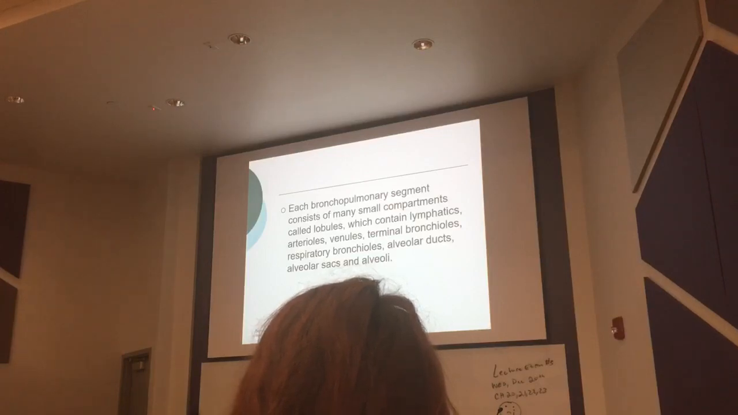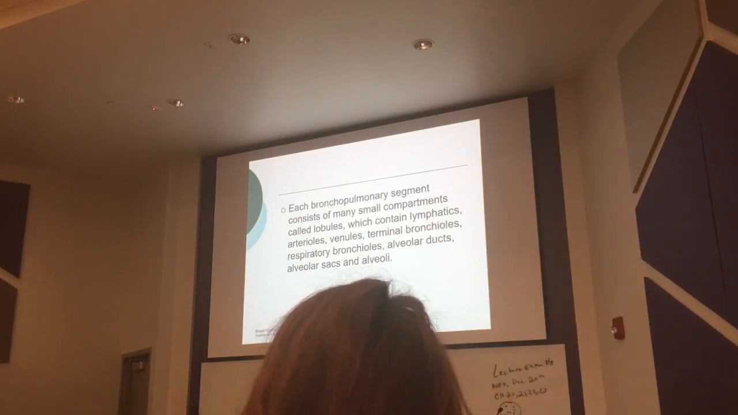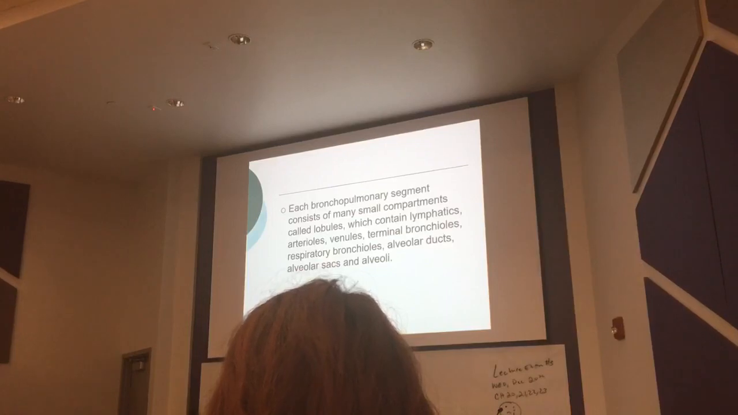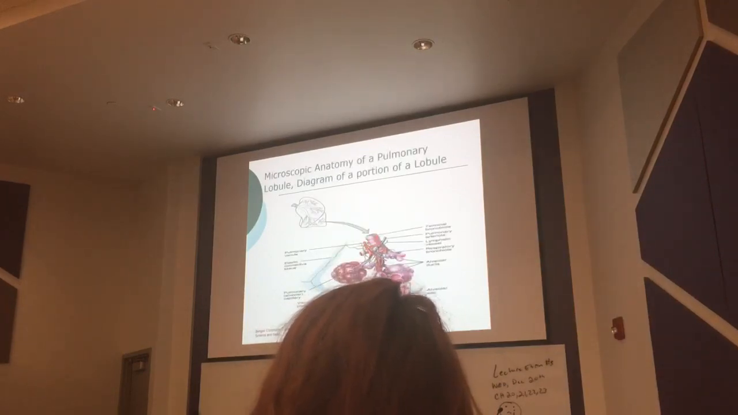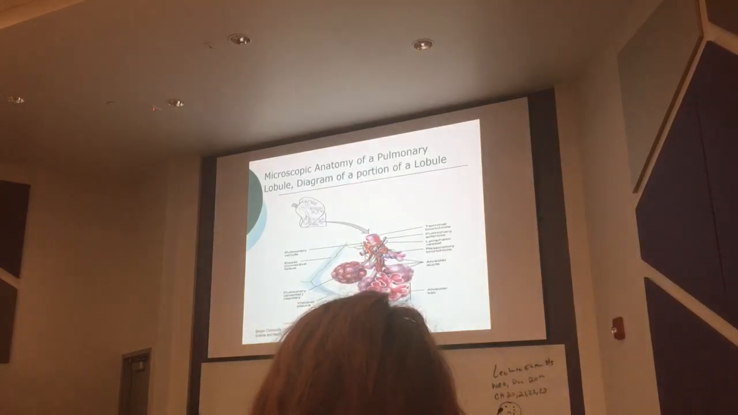Let's see. So each bronchopulmonary segment contains lobules, and this is going to have our lymphatics, arterioles, venules, terminal bronchioles. Now we get microscopic, respiratory bronchioles. Alveolar ducts are the stems of the grapes. Alveolar sacs, a bunch of grapes together, and then the individual alveoli. All right, so we're coming here now, right? The air is coming down, from my terminal bronchioles into my respiratory bronchioles, into my alveolar ducts. They look like stems for grapes. A bunch of grapes together are the alveolar sacs, and each individual grape is the alveoli.